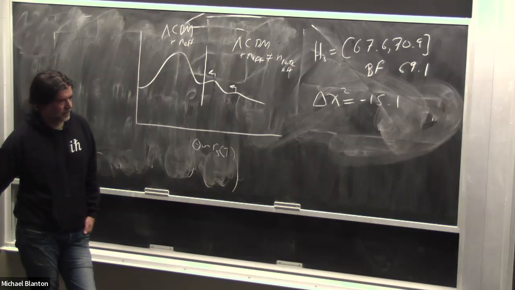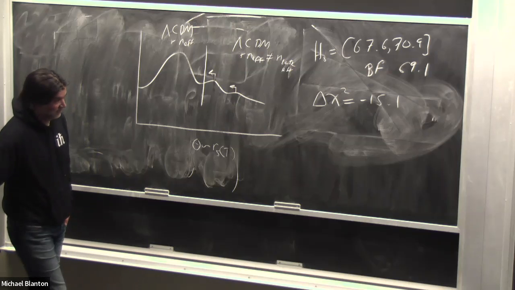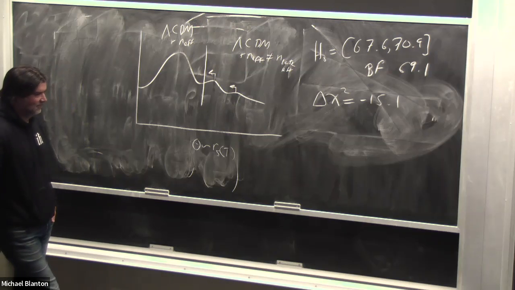And if you can, why don't we create a new observable, which is what was the expansion history prior to the CMB?